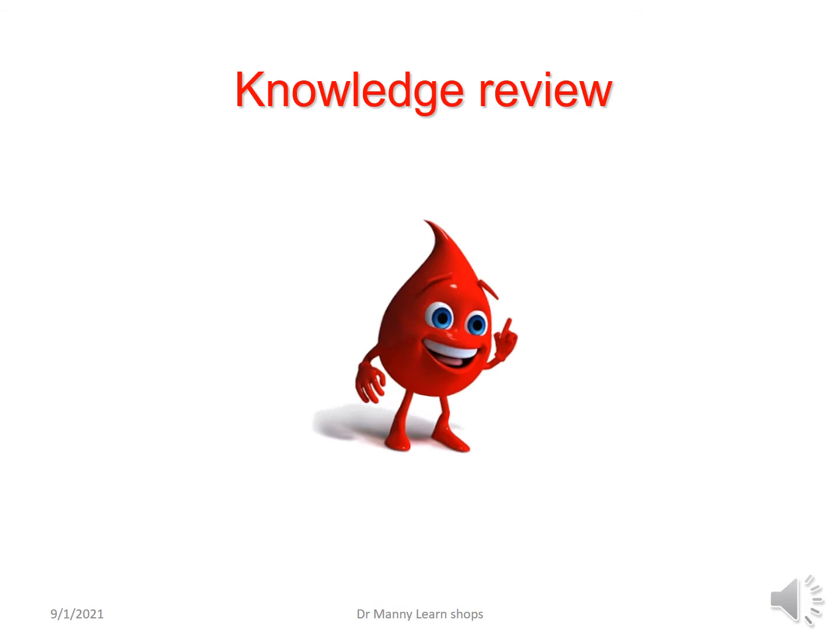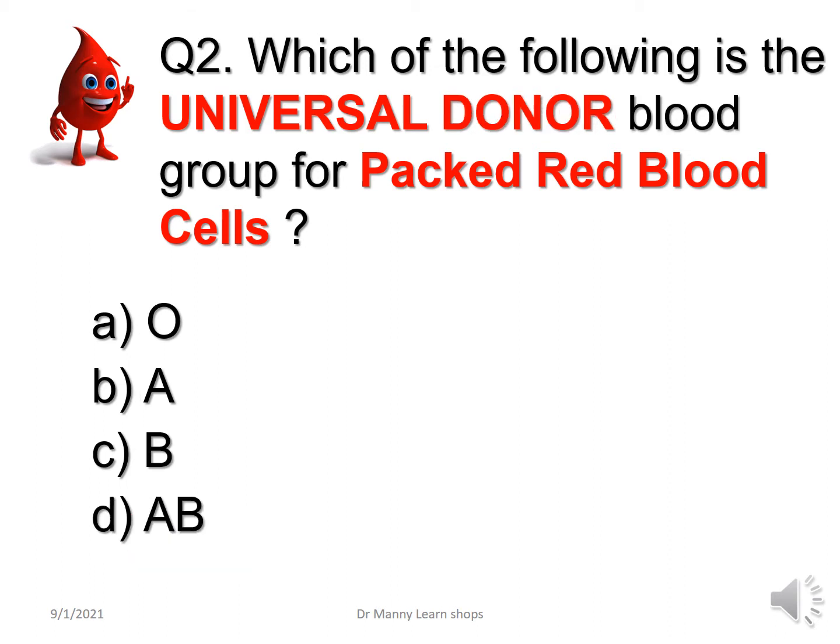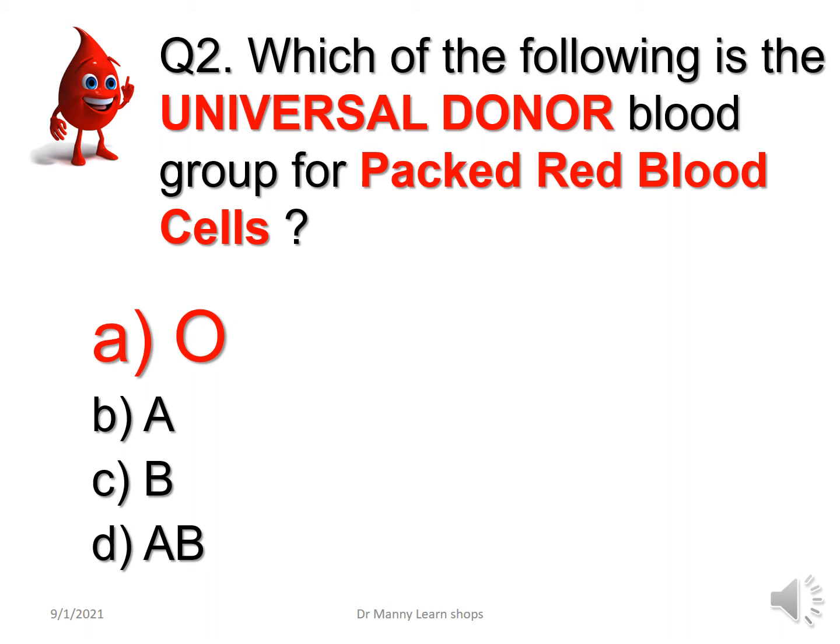So let's do a knowledge review. Which of the following is the universal recipient blood group for packed red blood cells? O, A, B or AB? The correct answer is AB. Which of the following then is the universal donor blood group for packed red blood cells? O, A, B or AB? The correct answer is O.